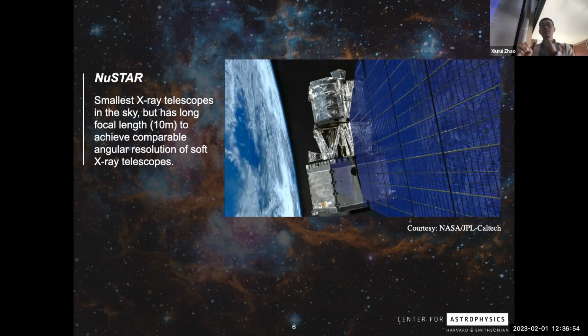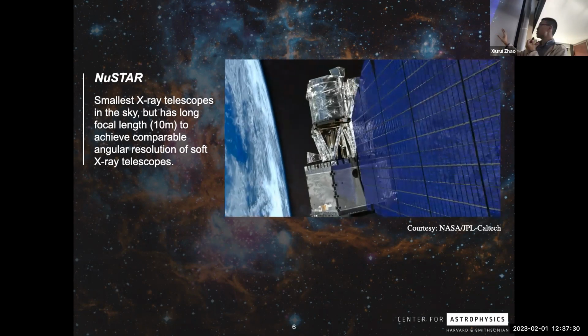And to save the budget for launching, the NuSTAR engineers found a very innovative way to shrink the size of the telescope before launching. The optics and the detectors were connected by a 10-meter mast, and that mast was folded before launching, making the size very small. But when it was launched in space, it was deployed to 10 meters long.